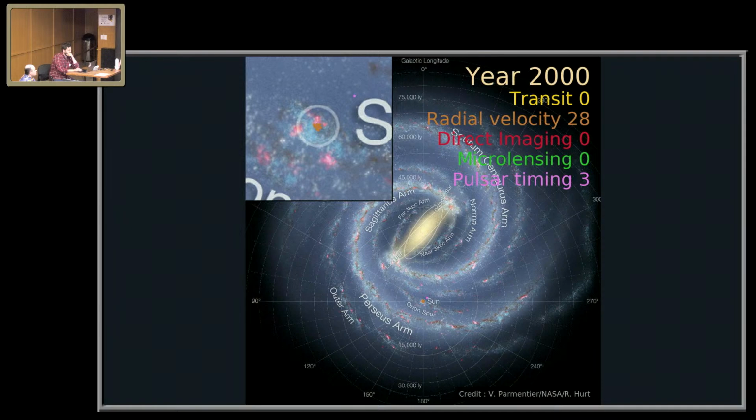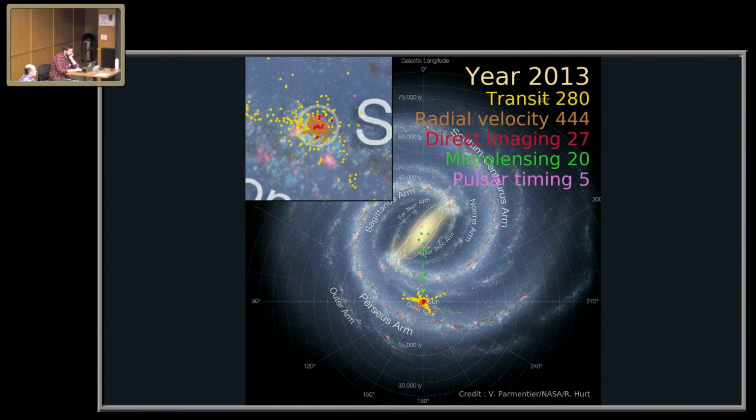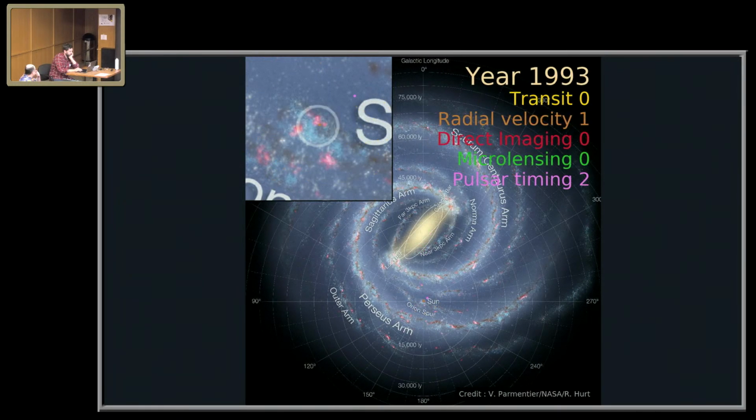So many of you might be familiar with this animation. I like it a lot. It shows sort of a top-down view of the Milky Way and different detection techniques for exoplanets as a function of year. So we see this zoom in around our local neighborhood.